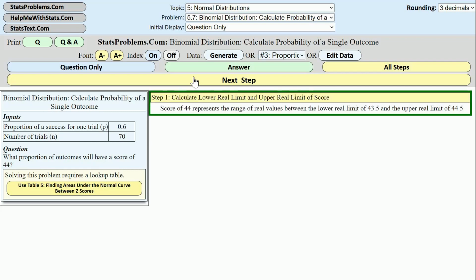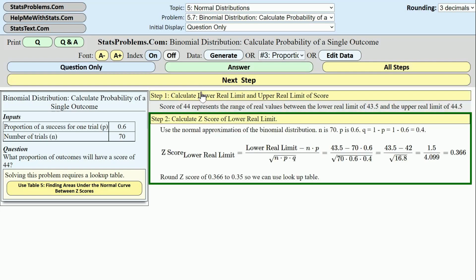In Step 1, we calculate the lower real limit and upper real limit of the score. Score of 44 represents the range of real values between the lower real limit of 43.5 and the upper real limit of 44.5. In Step 2, we calculate the z-score of the lower real limit. Use the normal approximation of the binomial distribution. N is 70, p is 0.6, q equals 1 minus p equals 1 minus 0.6 equals 0.4.